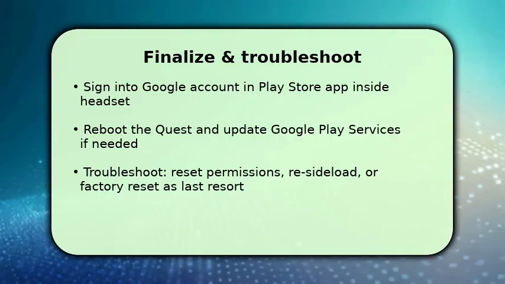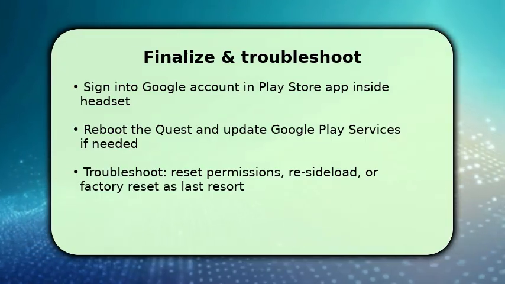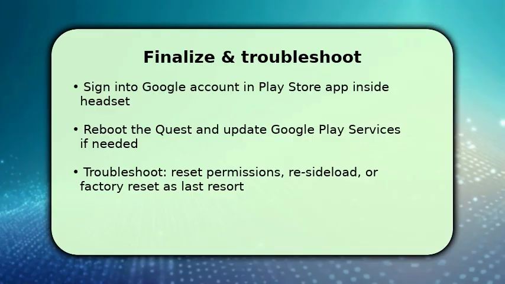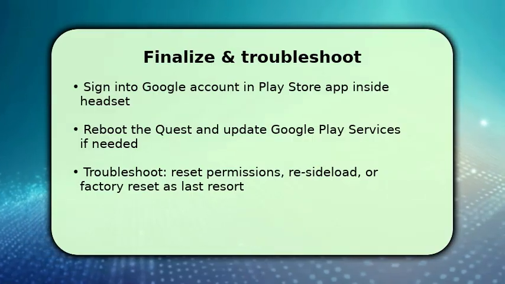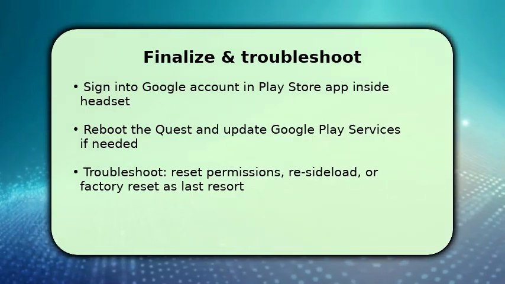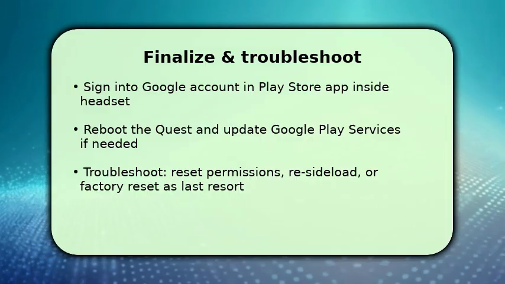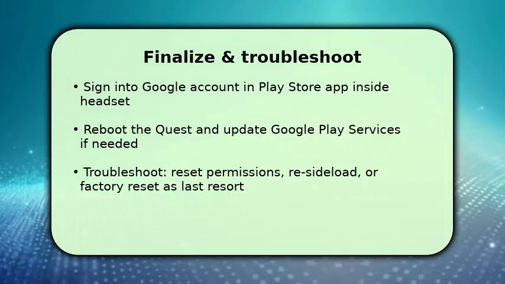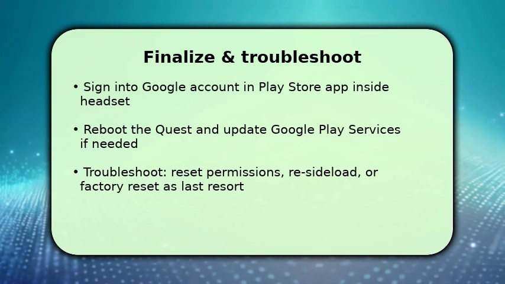If something goes wrong, check permissions first, then re-sideload the failing APKs with SideQuest or ADB. If persistent issues remain, backup data and perform a factory reset as a last resort to clear corrupted installations.